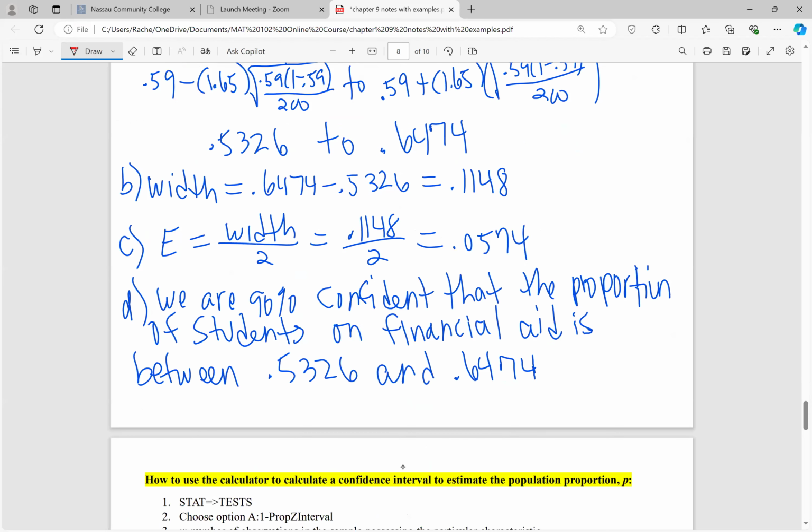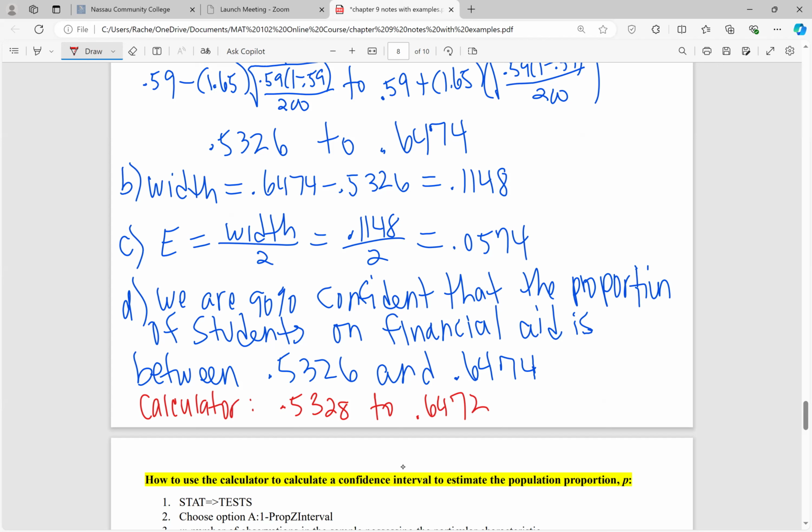So you see how the calculator gave us 0.5328 to 0.6472. So it's the same to 3 decimal places. There's a little bit of rounding error in the 4th decimal spot over, not a big deal. Always expect a little bit of rounding error. You didn't make a mistake.